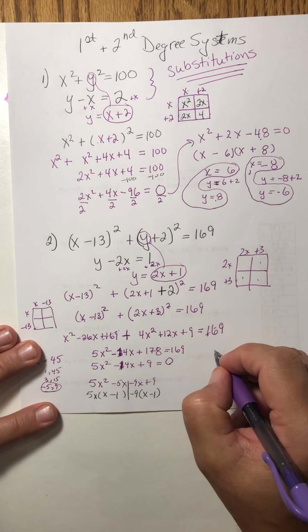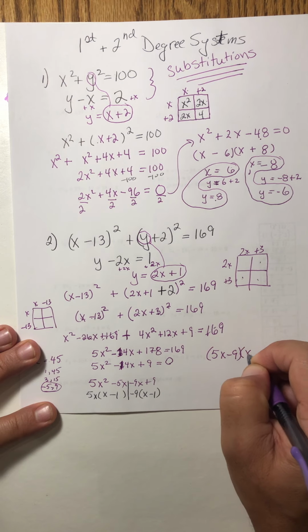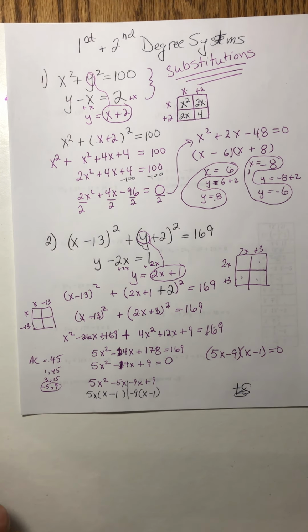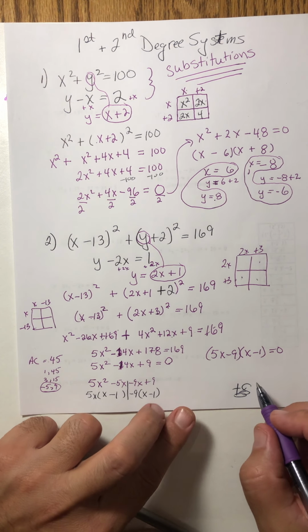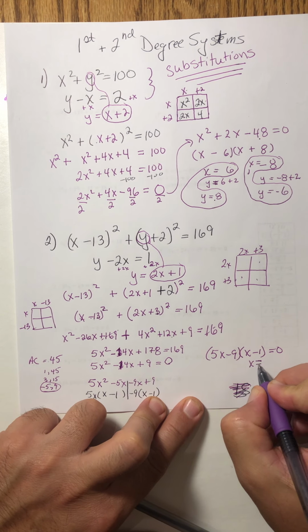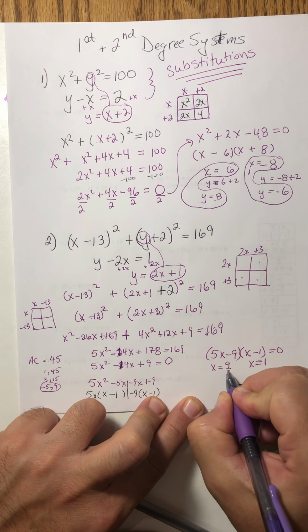So I'll write my factors up here. So we have a 5x minus 9 is one factor, and we have an x minus 1 as the other factor, equal to 0. So we have answers of x equals 1, and x equals 9/5.